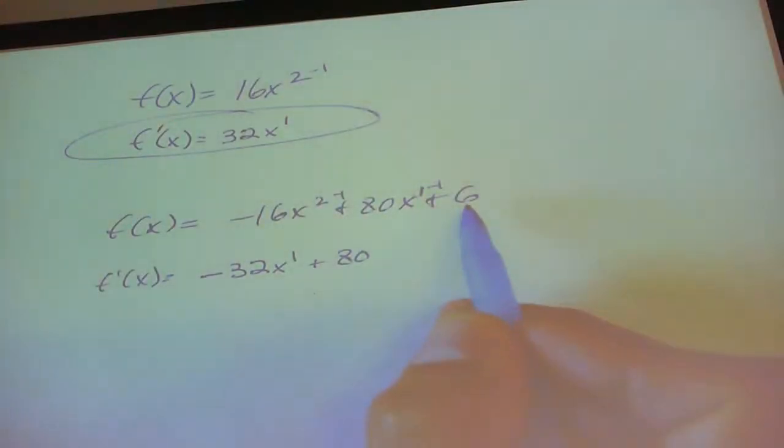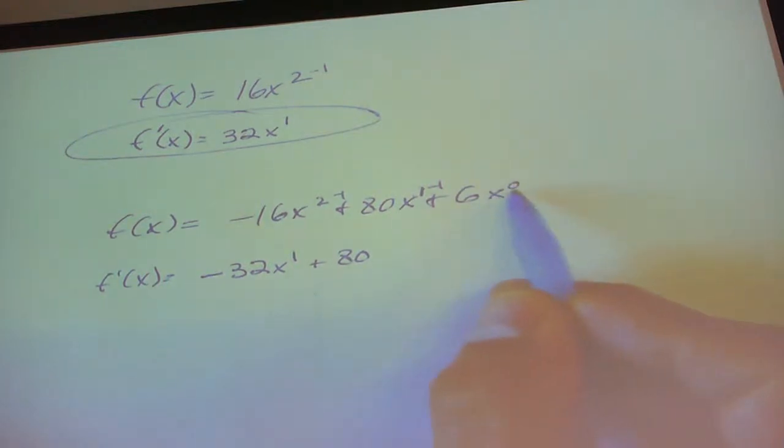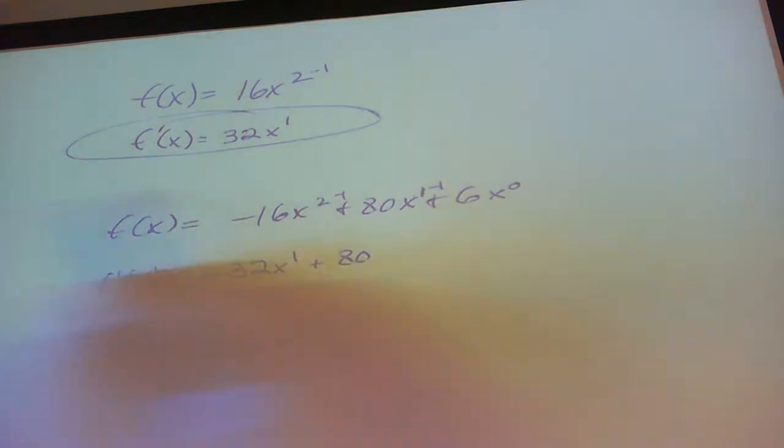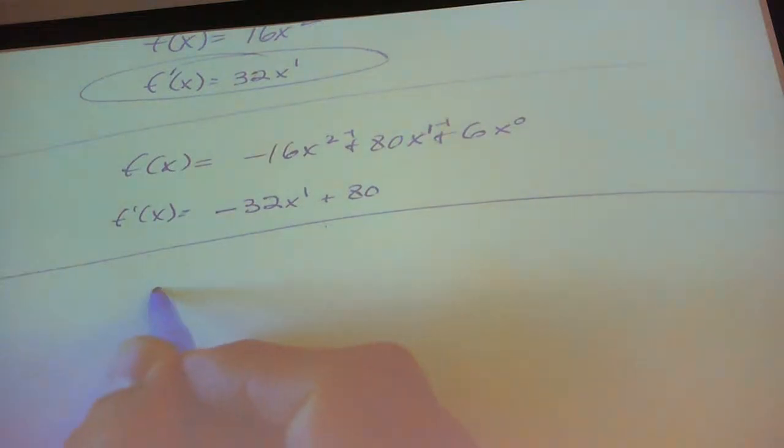Then, what's the derivative of 6? The derivative of 6 is 0. The derivative of any number is 0. Why? The reason why is, do you see a variable here? No. But if there was a variable, it would be x to the 0. And what's 0 times 6? 0. Okay? So the derivative of any number is 0. So let's do some quick ones. Then we'll jump to the formal notes.